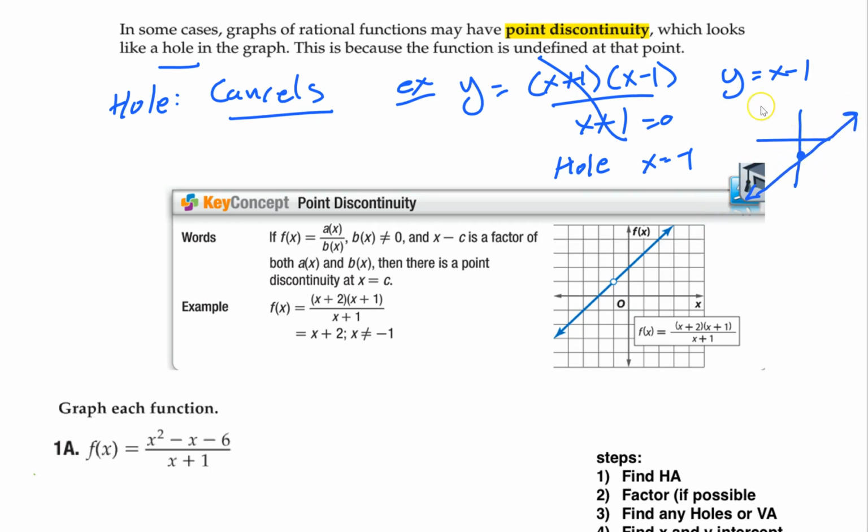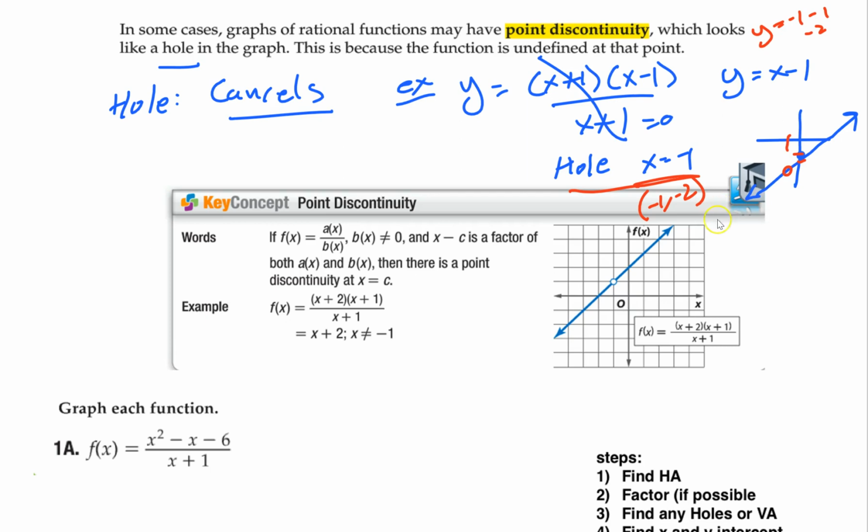And where's our hole? As you said earlier, our hole is at negative 1. If you want to figure out what y it's at, the easiest way is just to plug it in. So y equals negative 1 minus 1, or negative 2. So our hole is going to be at negative 1, negative 2. So you go negative 1, negative 2, and you have a little hole in your graph.